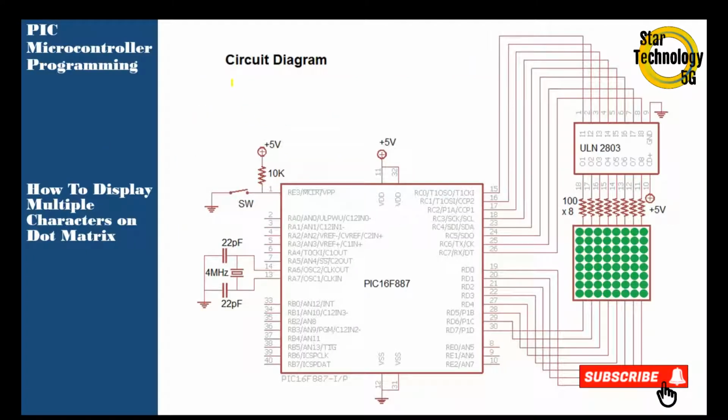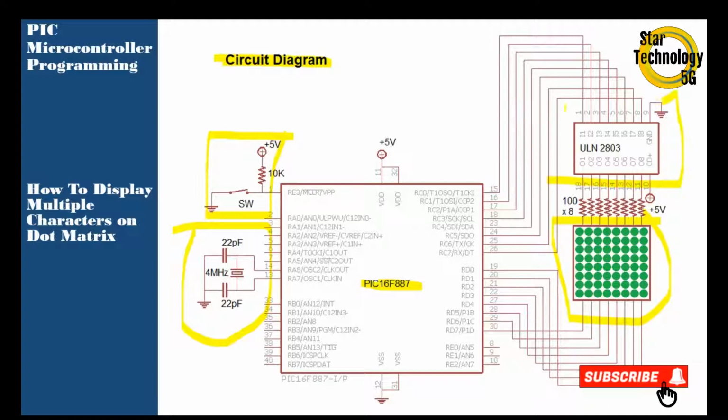Circuit diagram. This is the same circuit diagram we already used in our project. Here is the PIC16F. We are using a 4 MHz crystal. Here is the reset circuit, and here is the dot matrix display, and we are using ULN2803, and we are using a 100 ohm current limiting resistor. Here is port D. Port D is interfaced with the columns, and port C is interfaced with the rows. Let's draw this circuit in Proteus, and after that we will test this circuit.